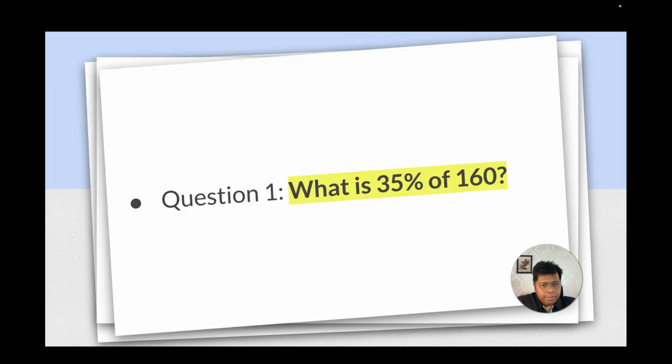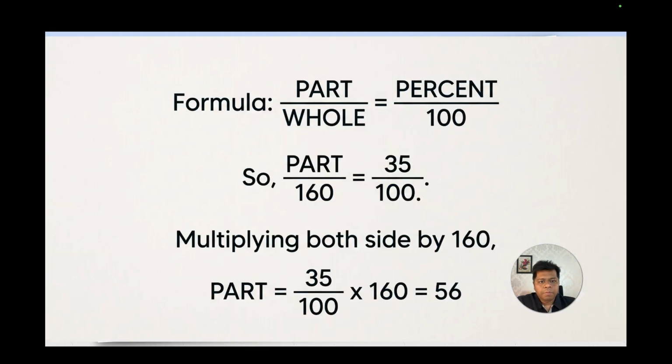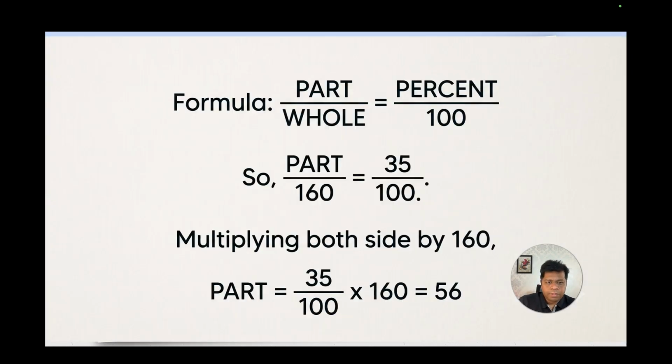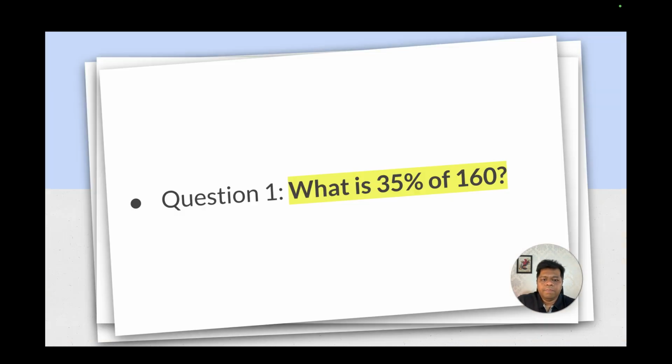The question is, what is 35% of 160? Now remember this formula: part by whole, percent by 100. The question asks 35% of 160. So 35 should go at the percent place, 160 is the whole. We need to find out the part. Multiplying both sides with 160, it will become part equals 35 by 100 times 160, that is 56. So the answer is 56. 56 is 35% of 160.